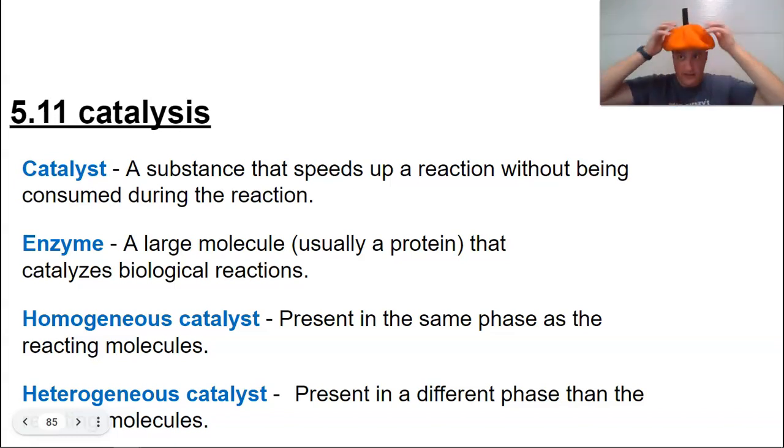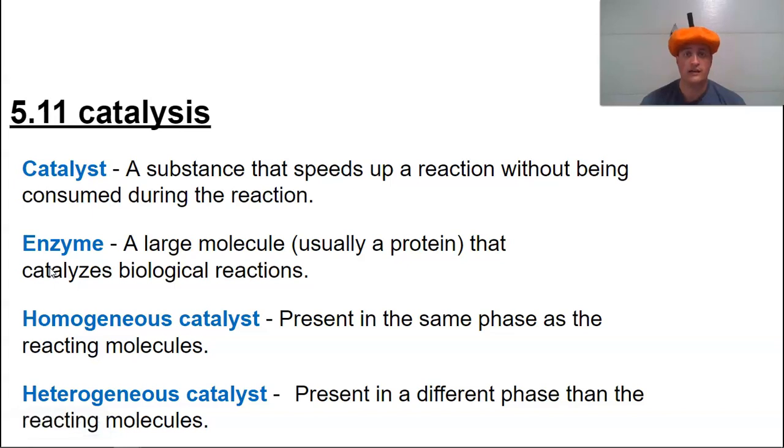Okay, now for our last one of Unit 5, catalysis. So we've mentioned these before, a little bit in the energy diagrams that we've looked at, but I want to go through just some of the things that might come up in the words they're talking about and using throughout AP.